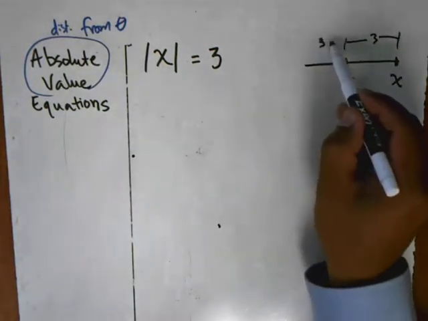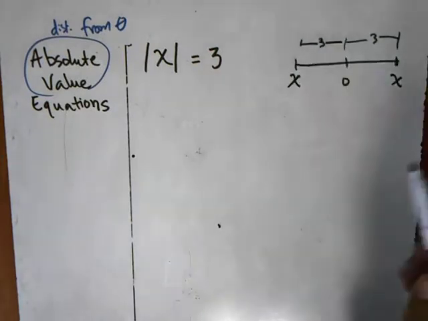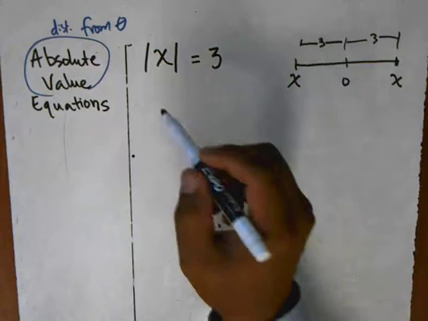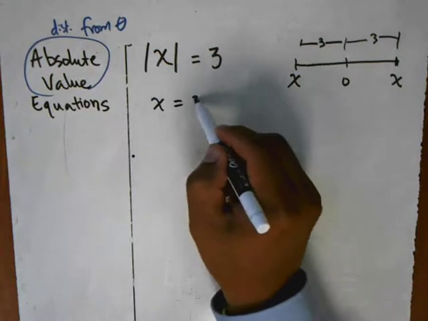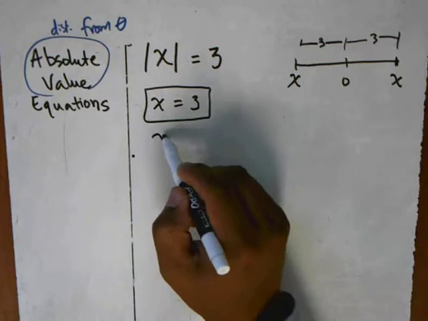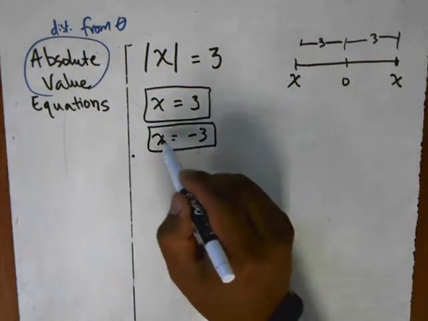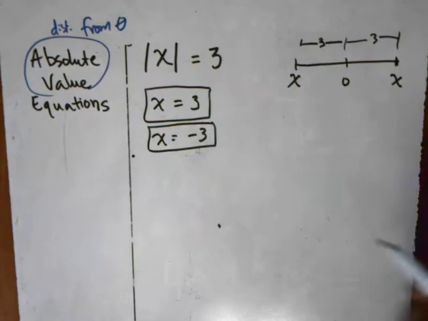But keep in mind that there's another number on the other side of 0 that also has a distance from 0 of 3. Okay? And if we solve this, of course, the answer is x equals 3, because the absolute value of 3 is 3, and x is equal to negative 3, because the absolute value of negative 3 is also 3. And so that's the main idea behind the absolute value equations, is that there may be two solutions. And I say maybe because sometimes there may only be one, sometimes there might not be any.